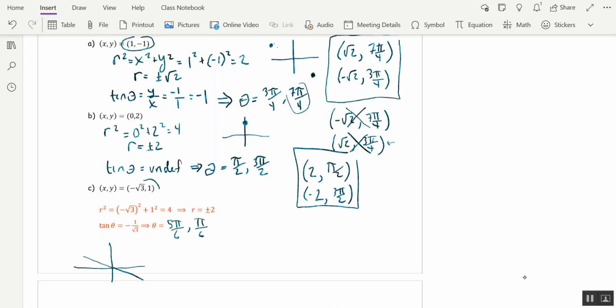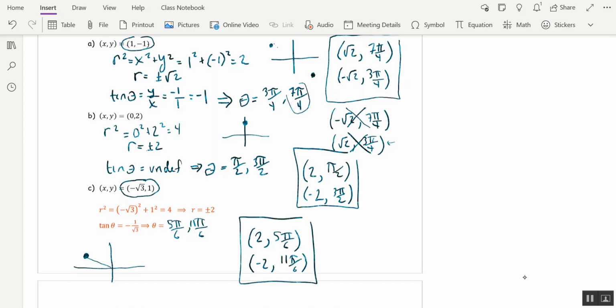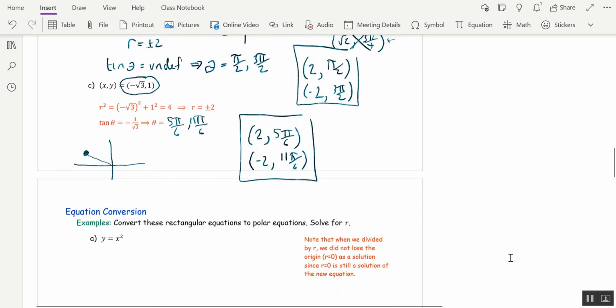Now, where does this point lie? Well, x is negative and y is positive. So I'm in quadrant 2. So if I pick the positive value of r, which is positive 2, I want the angle that's in quadrant 2. I want 5π/6. And if I take negative 2, I want the angle that's in quadrant 4, which is 11π/6. So there you go. Okay, equation conversion.